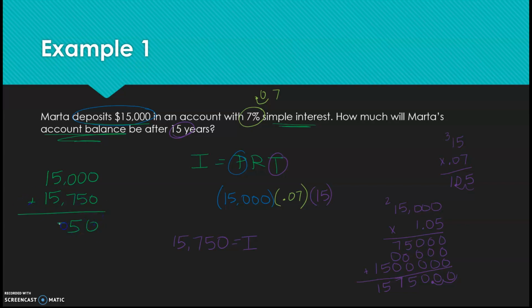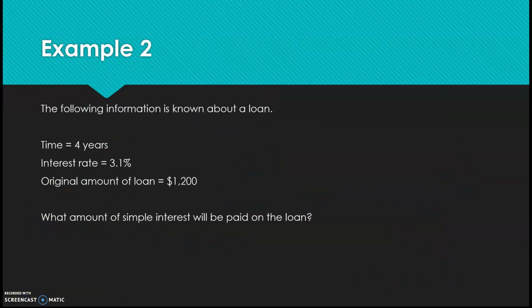So 0, 5, 7, 5 plus 5 is 10, 1 plus 1 plus 1 is 3. So $30,000 is going to be my account balance. And that is because we took our principal of $13,000 and we added in our interest. So you do have to pay attention to, is it asking me for the interest, the amount of interest, or is it asking me for the new account balance? So do I need to add that principal back in?